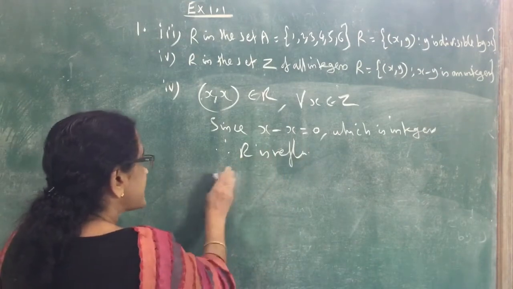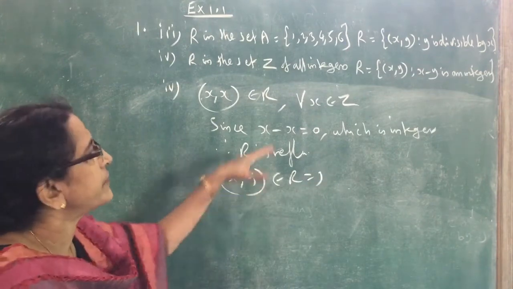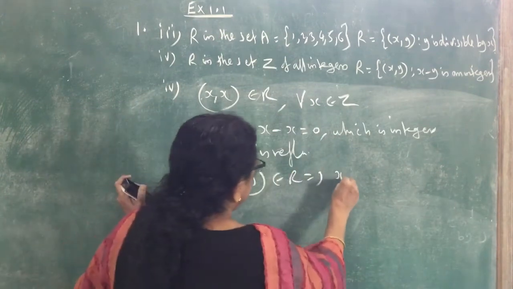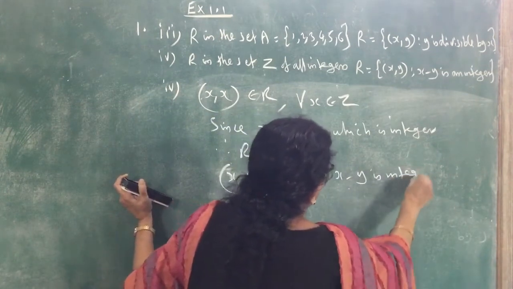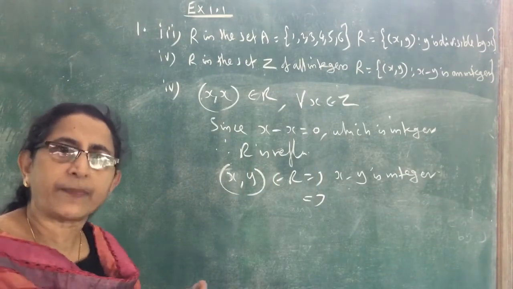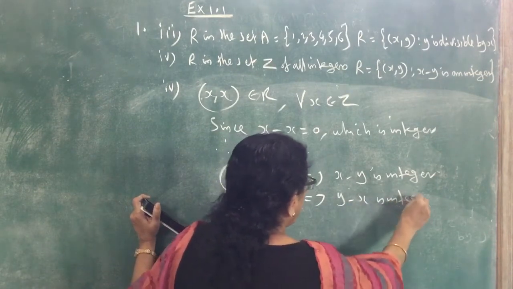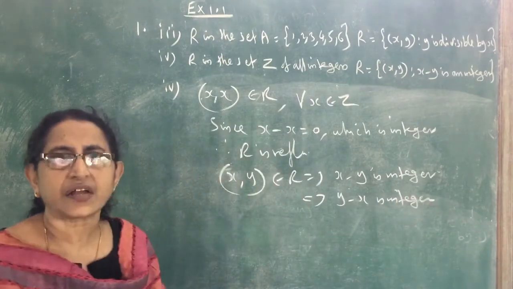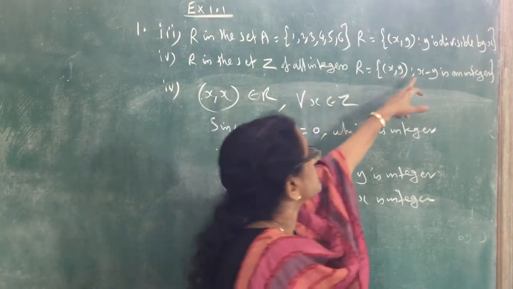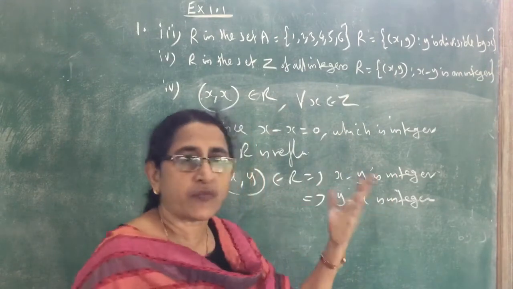We can start with (x, y) belongs to R. By definition, what is our definition of (x, y) belongs to R? x minus y is an integer. That is the definition. That implies, we know, if x minus y is an integer, y minus x is also an integer. So y minus x is an integer. Now, what is the definition? x minus y an integer means (x, y) belongs to R. So y minus x is an integer means what belongs to R?